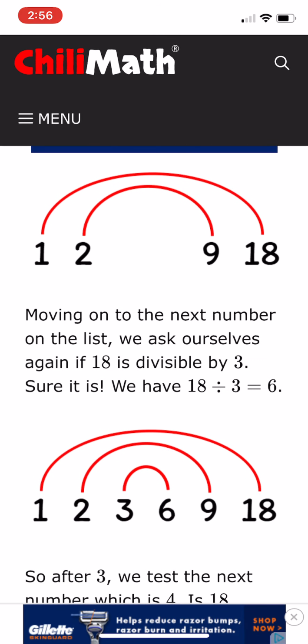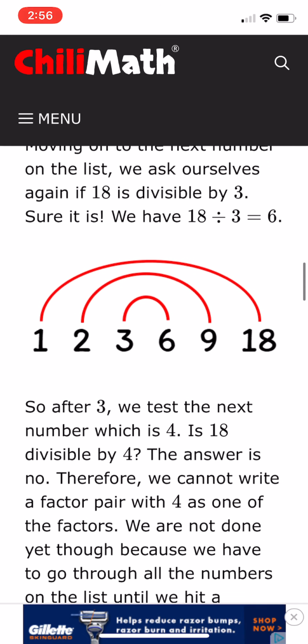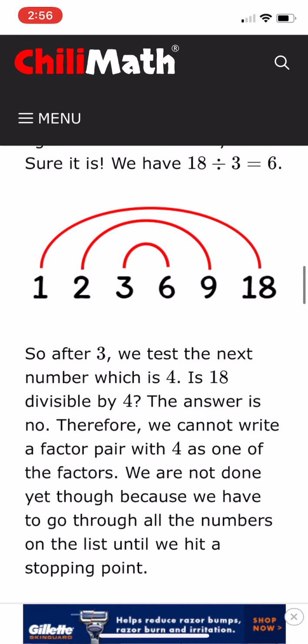So after 3, we test the next number, which is 4. Is 18 divisible by 4? The answer is no. Therefore, you cannot write a factor pair for 4. We are not done yet, because we have to go through all the numbers on the list until we hit a stopping point.